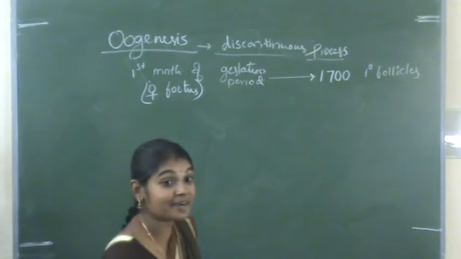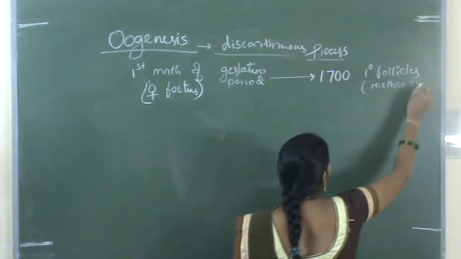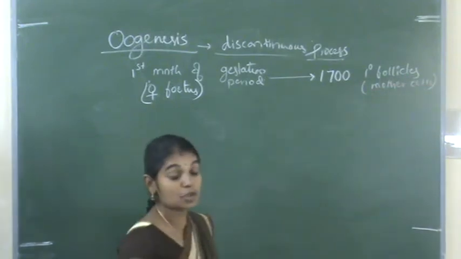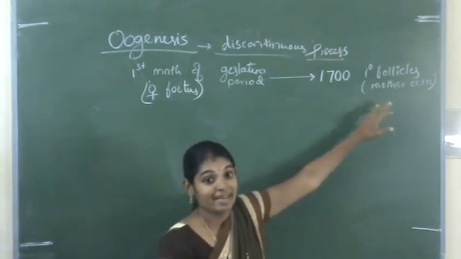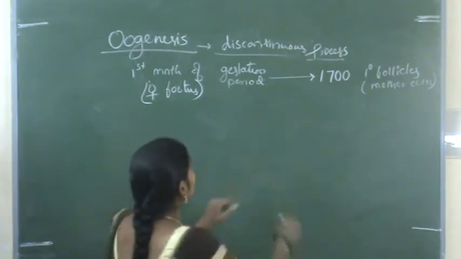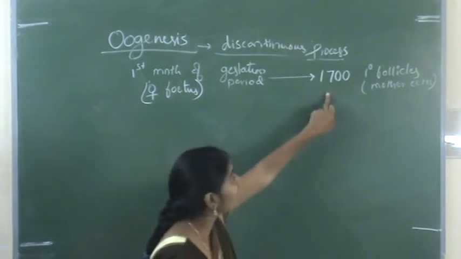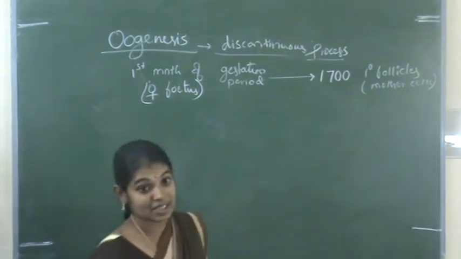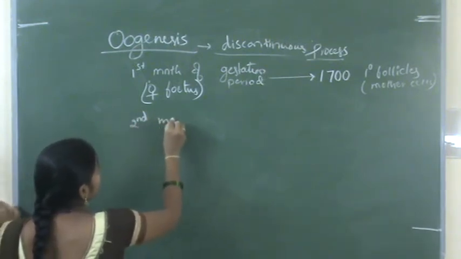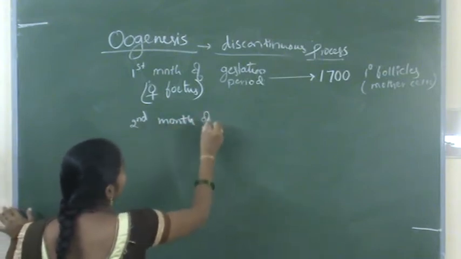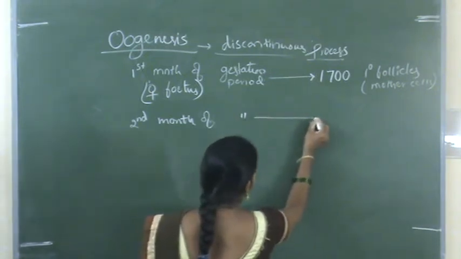Primary follicles are mother cells. So these are known as mother cells, meaning the cells from which the egg is developed. This is the first month. At the first month of the gestation period, 1700 primary follicles are developed. Then the second month of the gestation period.